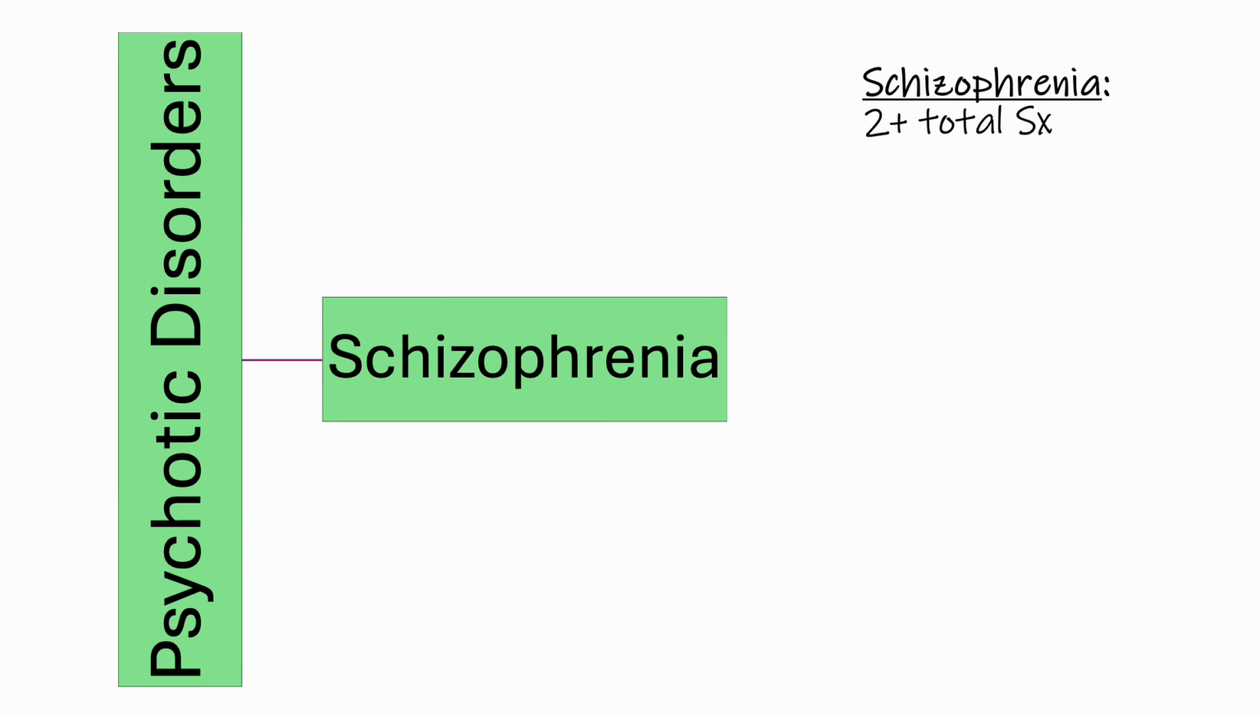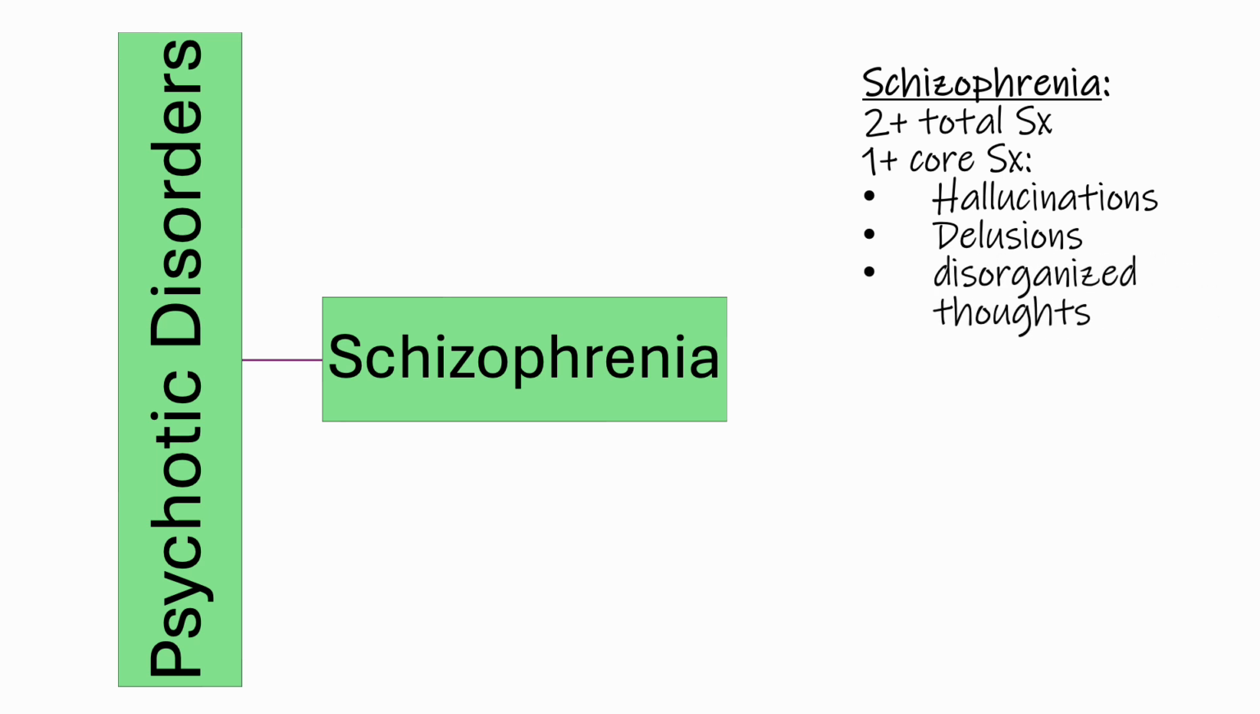Schizophrenia is the prototypic psychotic disorder, so we will start with it. Schizophrenia requires the presence of at least 2 core symptoms that are active most days over a month, or less if treated. One of the 2 symptoms must be either hallucinations, delusions, or disorganized thoughts. These are all positive symptoms.